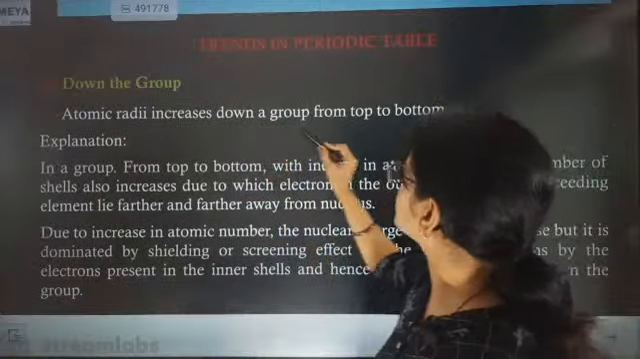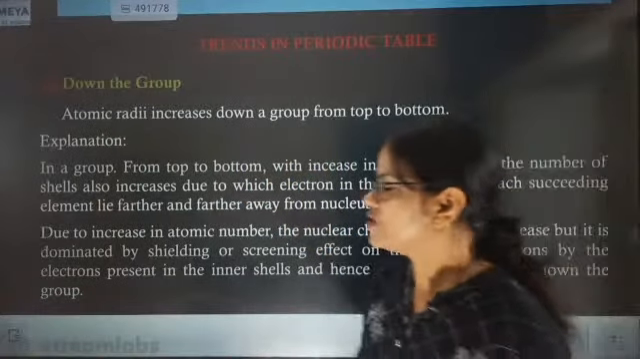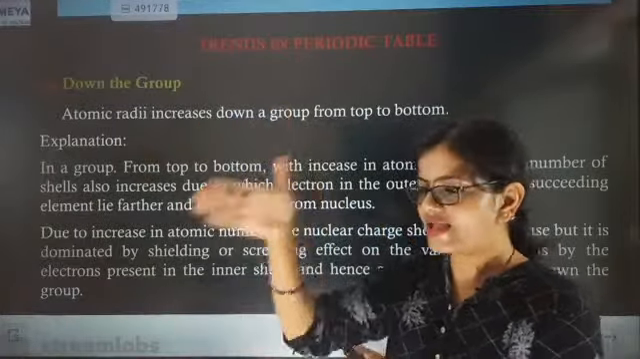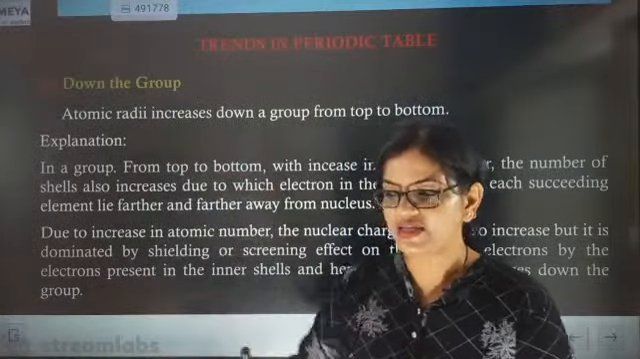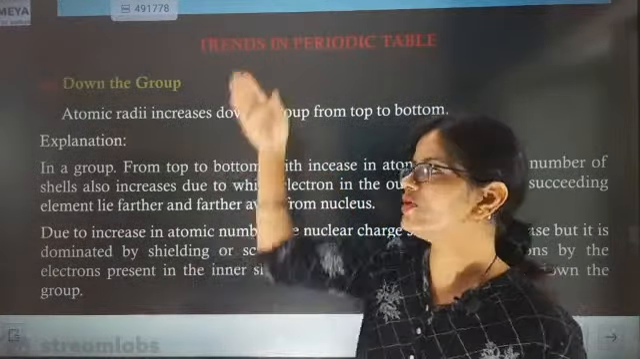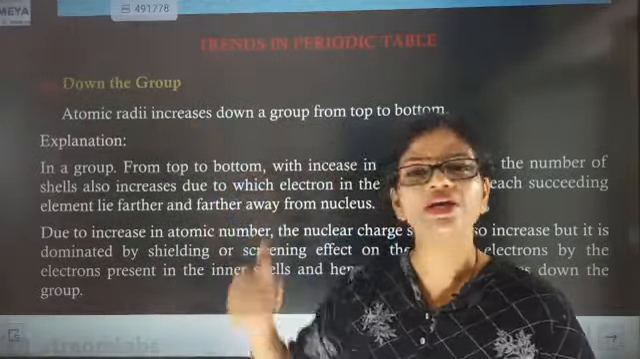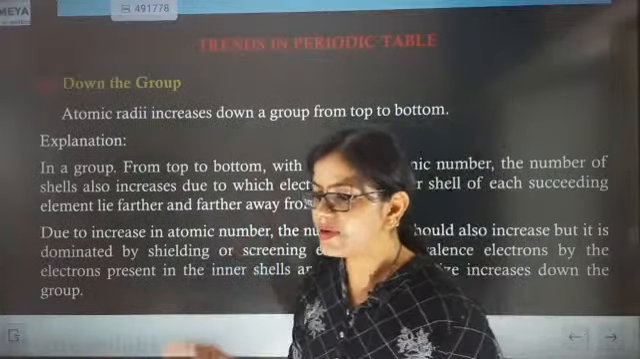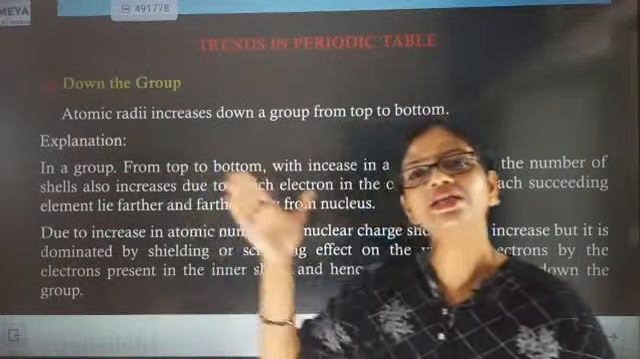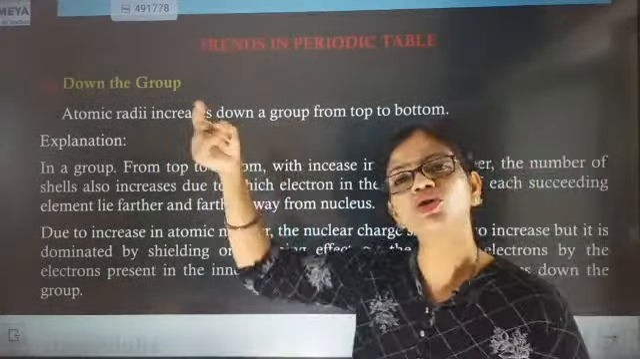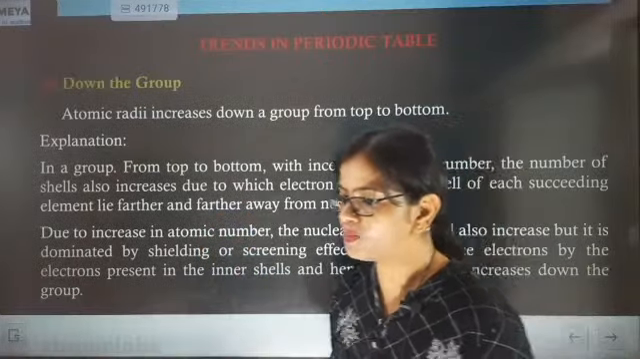Atomic radius increases down the group, from top to bottom. So when we talk about the size of the atom, the atomic radius, we say that on going from top to bottom, the atomic radius is increasing. Can anybody explain why the atomic radius is increasing on going from top to bottom in a group?